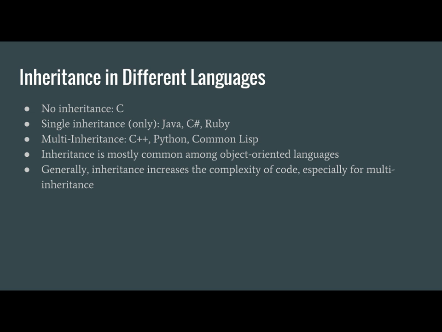However, some other languages like C++, Python, or Lisp, actually Common Lisp, support multiple inheritance, which means one class can inherit from multiple classes at the same time. That will be a very, very bad issue. We're going to talk about it in the next lecture when we talk about interfaces. Inheritance is mostly common among object-oriented languages. Like I said, C is mostly for system programming. It's not an object-oriented programming language, so it does not support inheritance.